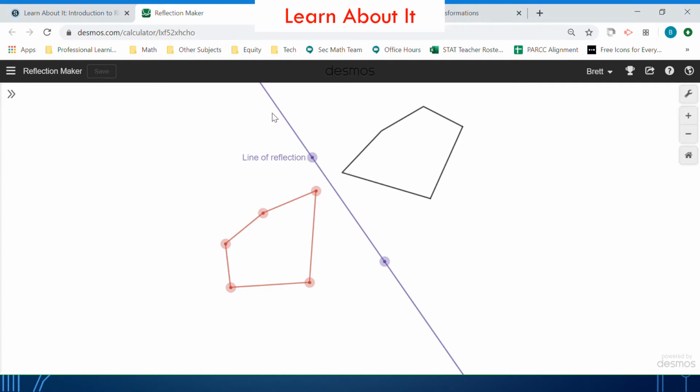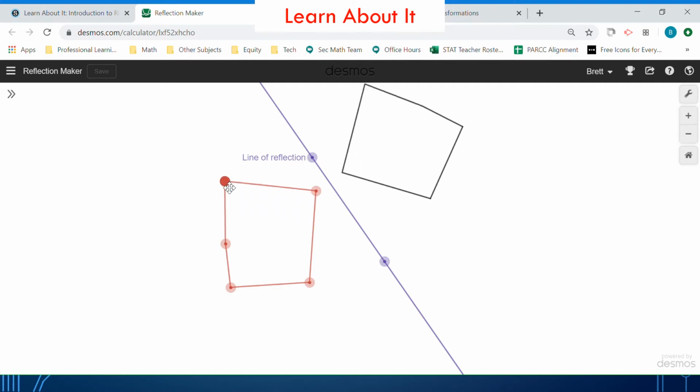Now, just like a mirror, you'll notice that the shape on the other side of the line of reflection looks the same size, same shape, except it's been flipped and it is backwards from the shape that is on the left side of the line. So let's move some points around and see what we notice.